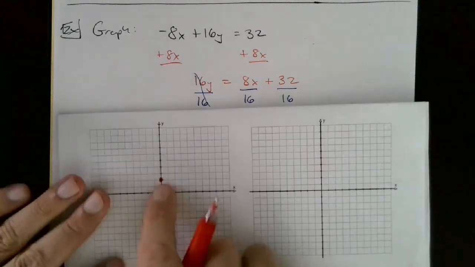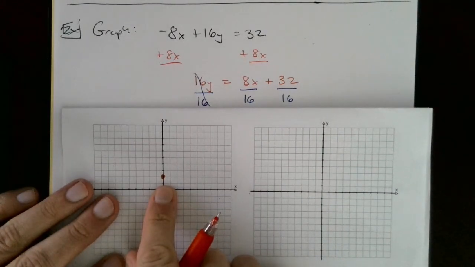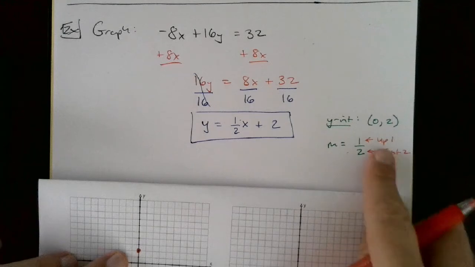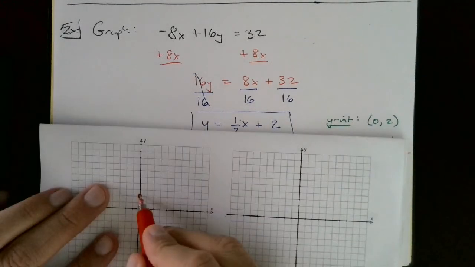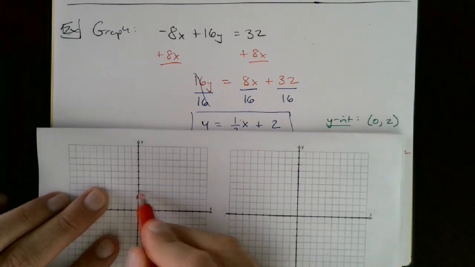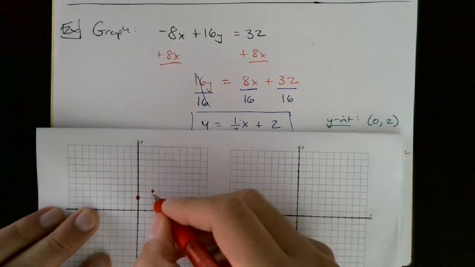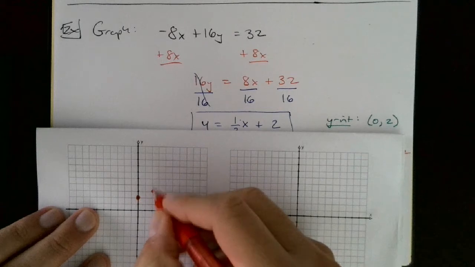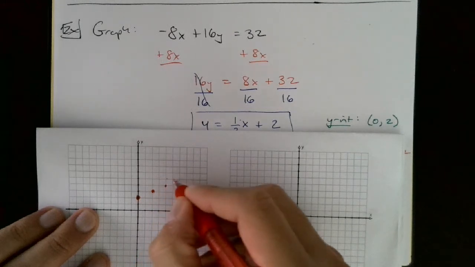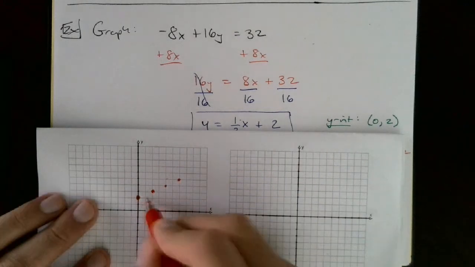So from our first point that we plotted, our y-intercept (0, 2), we're going to go up 1 and to the right 2. So make sure you're starting at that point. From here, you go up 1 to the right 2, and you can plot the next point. Now, if you want to be more accurate with this, you can keep doing that from each point: up 1 to the right 2, up 1 to the right 2.